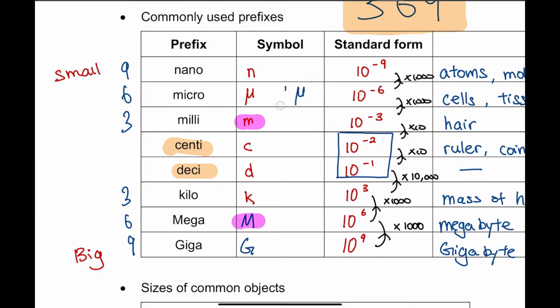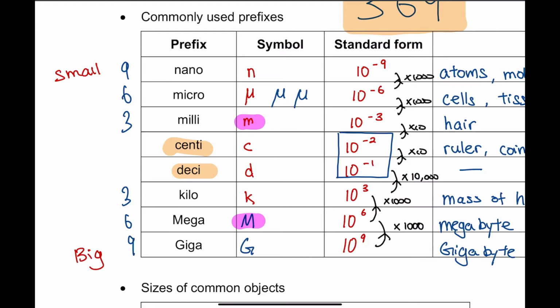I'm going to teach you today how to write the letter mu. It is a line that is diagonal and a letter U. Again, a line that is diagonal, then a letter U. This is your mu. It is micro, mu, represented by the symbol μ. The standard form is 10 to the power minus 6.